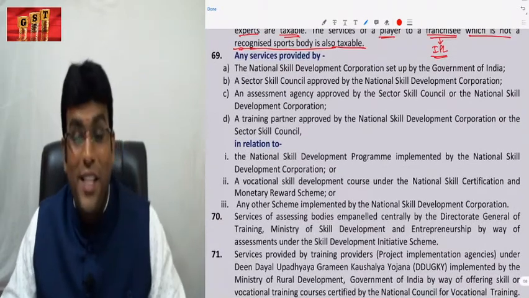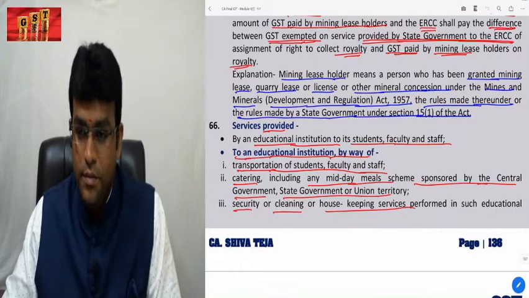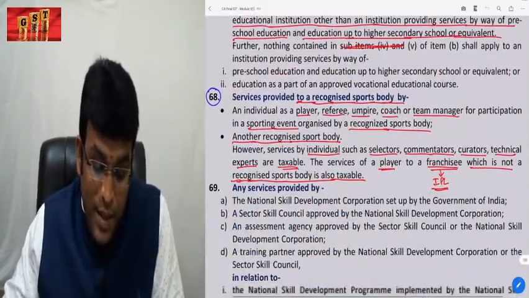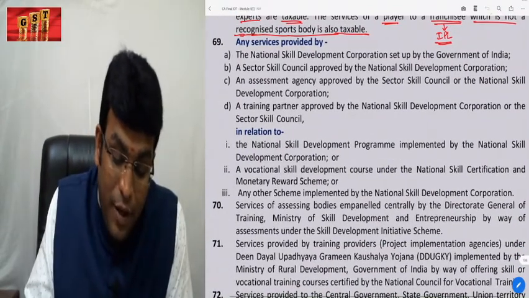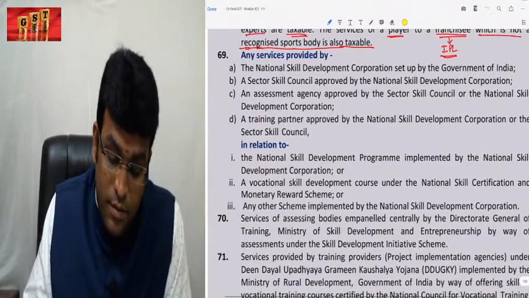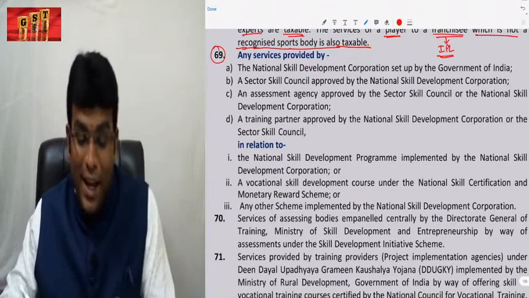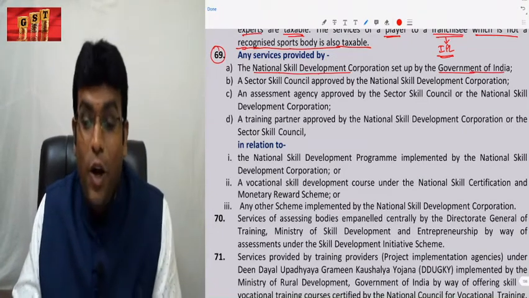Let's look at 69th point, my dear friends, now. So friends, 66 point is already over. 68 is also done. Now let's look at 69th point, my dear friends. See that, come on. Any service provided by National Skill Development Corporation set up by Government of India.